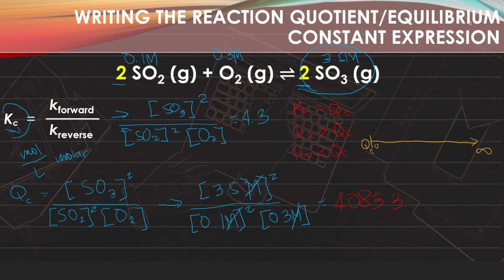Dito sa ating formula kasi, it is K forward or the product over K reverse. Now, if our QC is at 0, ibig sabihin, wala tayong numerator, wala tayong forward reaction. So, ibig sabihin, at this point, all of our substances are reactants. As we go towards infinity, mas kumokonti na yung reactant natin kasi they are undergoing chemical reaction, so mas dumadami ang product. So at infinity, it is all product.